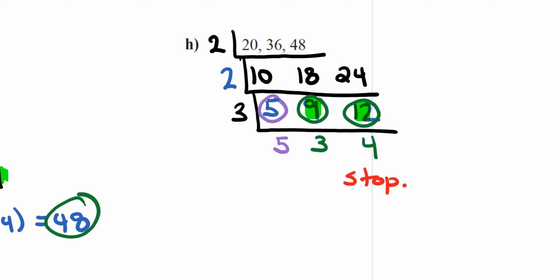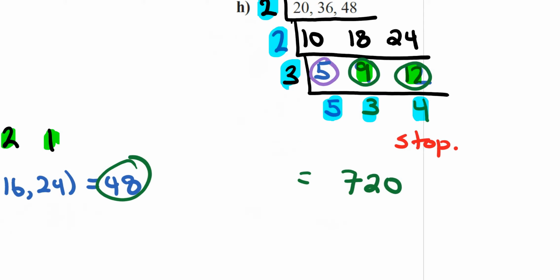And once again, my least common multiple is going to be 2 times 2 times 3 times 5 times 3 times 4. And that's going to be about 720. Sorry, my pen's just not really working well right here. So the least common multiple is going to be 720 for that particular problem.